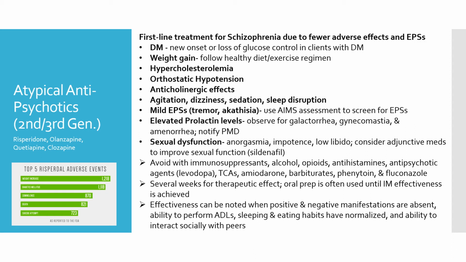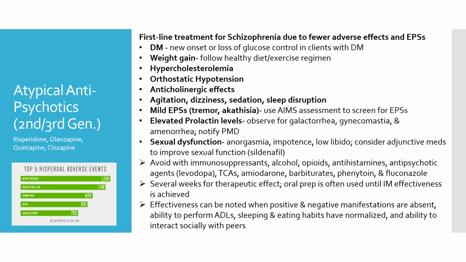Effectiveness can be noted when they no longer have positive or negative manifestations. So positive is a symptom that was added to them, versus a negative is a symptom that something has been removed from them. So make sure that you understand that with chapter 10. On page 73, it talks about the different types of positive versus negative manifestations of psychotic disorders. And I'm sure Ms. Rivers will need you to know that as well. So positive being adding and negative being something taken away.